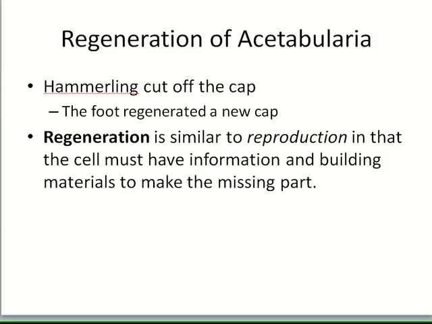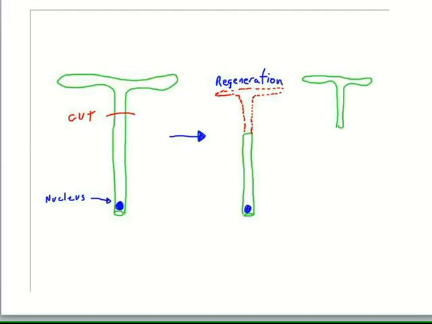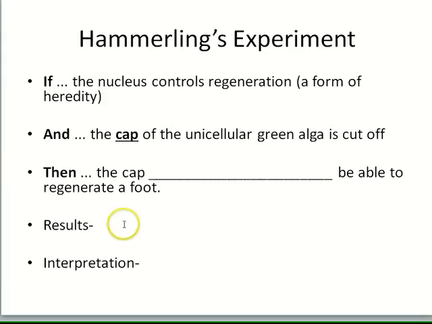So here's a diagram of this single cut experiment where he's going to cut off the cap, the foot piece regenerates a cap, and now let's think about what we would predict to happen to the cap piece itself.